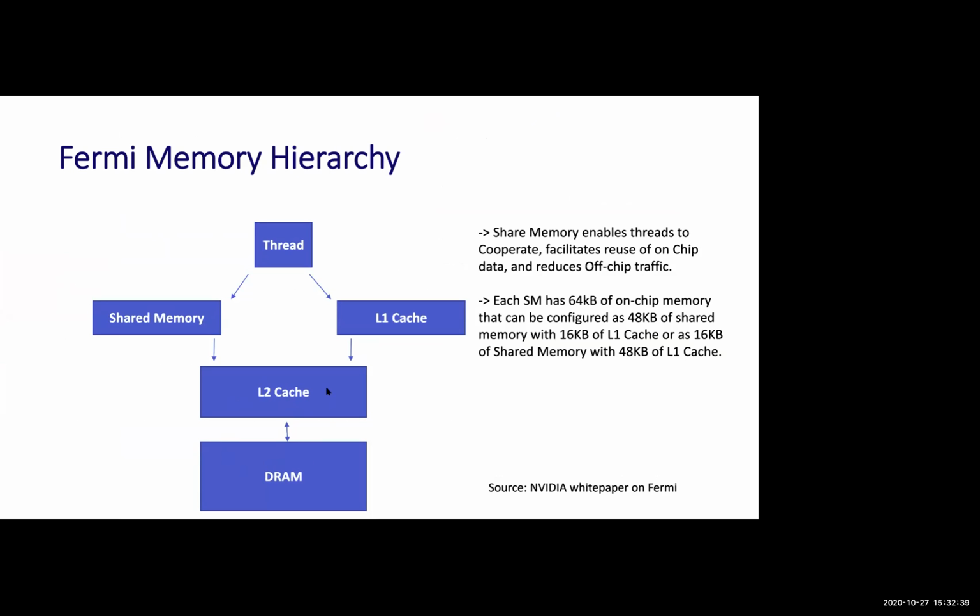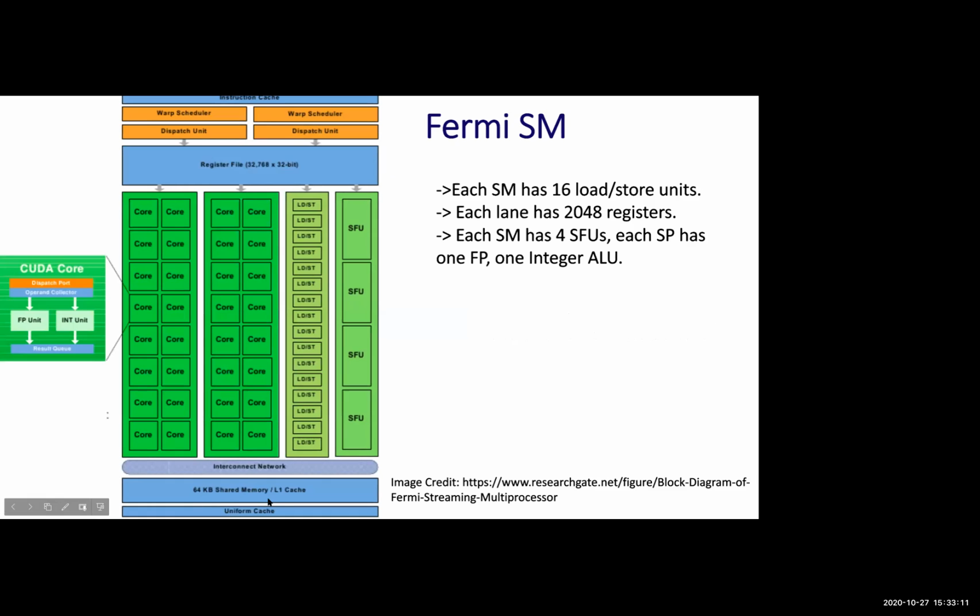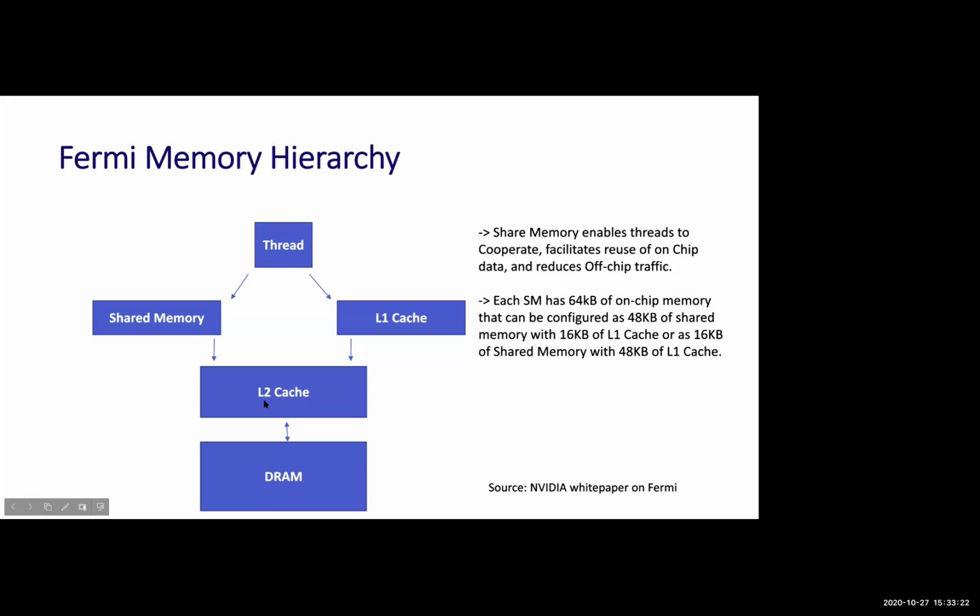L2 cache and DRAM are outside of the SM. If one thread from the first SM and a second thread from the second SM have to communicate, they have to communicate through DRAM and L2 cache. But the shared memory and L1 cache are inside the streaming multiprocessor. If you can see this, you have L1 cache and shared memory, so this is inside the SM, but DRAM and L2 cache are outside the SM.